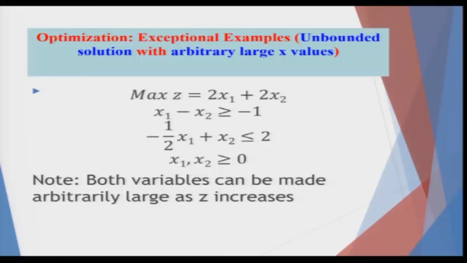So, here the actual answer, and when we see the solution you will understand, I am giving you beforehand. Both the variables can be made arbitrarily large, infinite in value as z value increases. That means, x 1 and x 2 can be infinitely large, so would be the values of z, which is the objective function. So, let us see the overall feasible region and how the objective function looks like and how it moves.